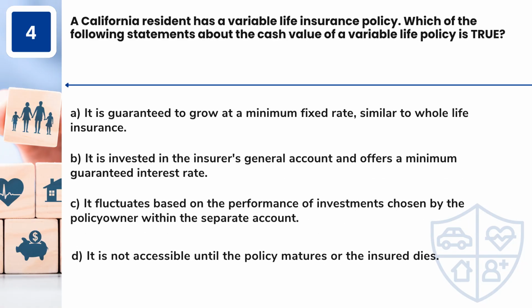Question 4. A California resident has a variable life insurance policy. Which of the following statements about the cash value of a variable life policy is true? A. It is guaranteed to grow at a minimum fixed rate, similar to whole life insurance. B. It is invested in the insurer's general account and offers a minimum guaranteed interest rate. C. It fluctuates based on the performance of investments chosen by the policy owner within the separate account. D. It is not accessible until the policy matures or the insured dies.